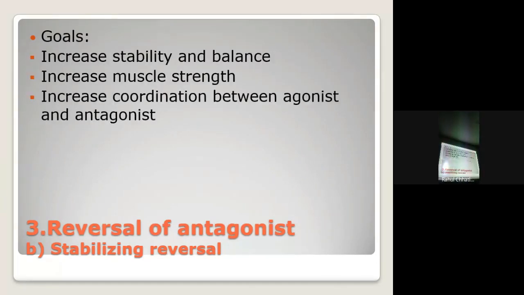Goal: increase the stability and balance, increase the muscle strength, increase coordination between agonist and antagonist. How will it increase? First, we are going to go for agonist contraction and later for antagonist contraction. So, the patient will learn how to reverse from agonist, how to move to antagonist. Biceps contraction પછી triceps contraction કઈ રીતે કરવું patient ને ખબર પડવા મળશે.